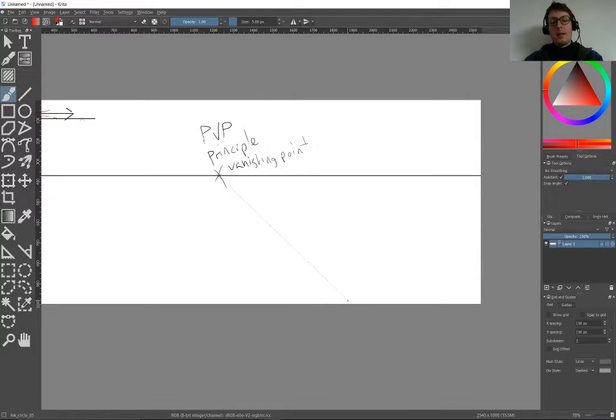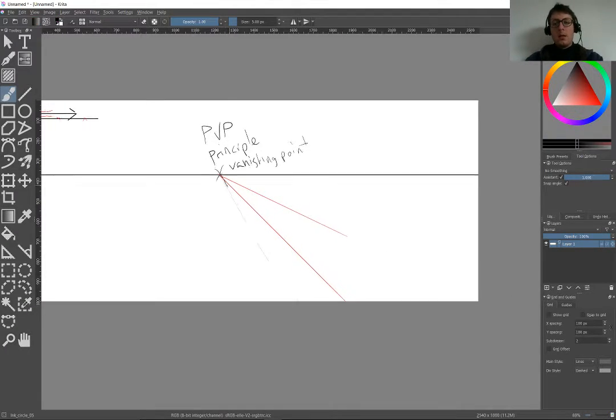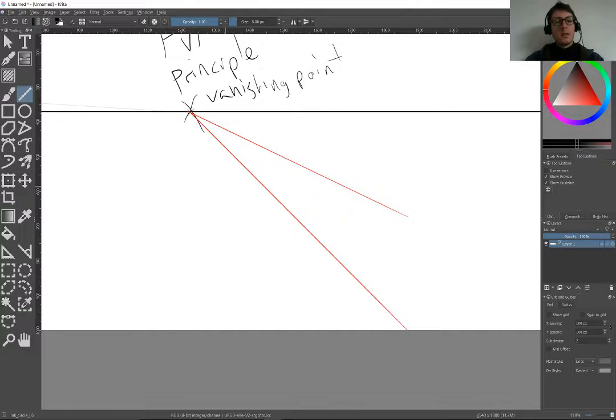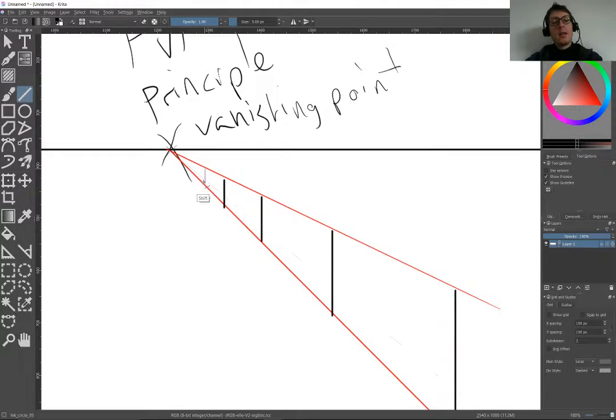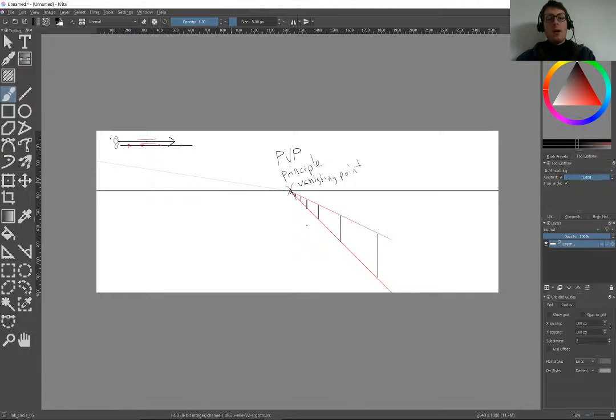So let's say our drawing goes like from there. And then these posts are yay high. So our first post is going to go from here to here. Our second one is going to go from here to here. And they will appear to get smaller as they go back. But because they're all the same height, they're going to keep going back and back and back. And they're all going to cut through there.